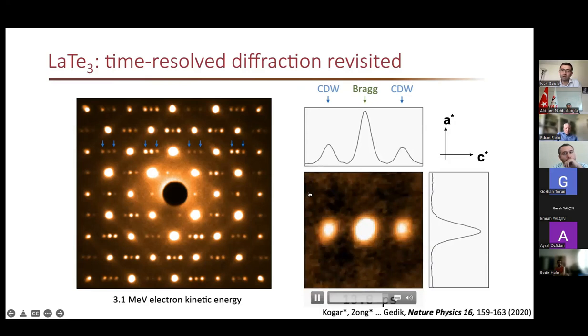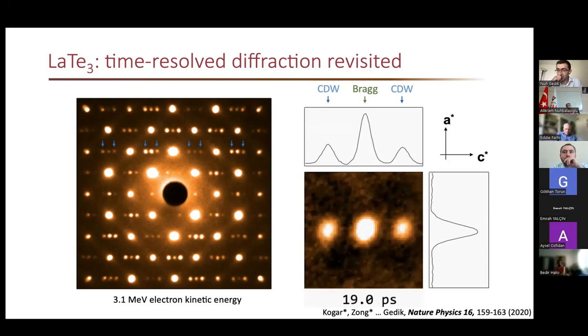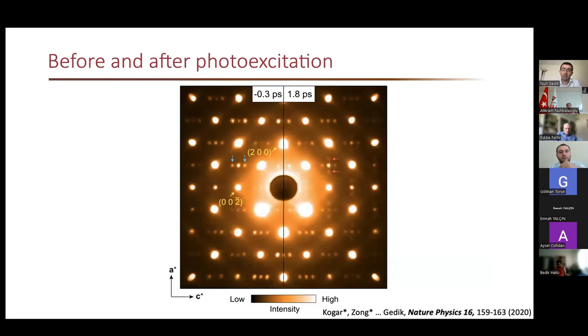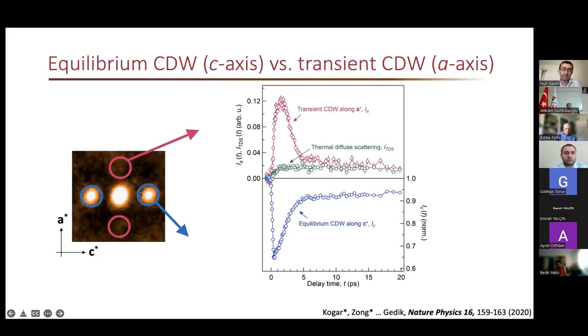That's amazing, because what we are really doing is kicking with light, and we are at least transiently realizing a phase that never exists in equilibrium, okay? So here are two frames from this movie. This is 300 femtoseconds before, and the same region, mirror flipped, at 1.8 picoseconds. You can see very clearly the two new spots are here. So light is inducing a new phase. I can analyze this. I can, for example, look at the intensity of the original order by looking at the intensity of this peak, or I can look at the intensity of the new peaks. That's the red symbols here.